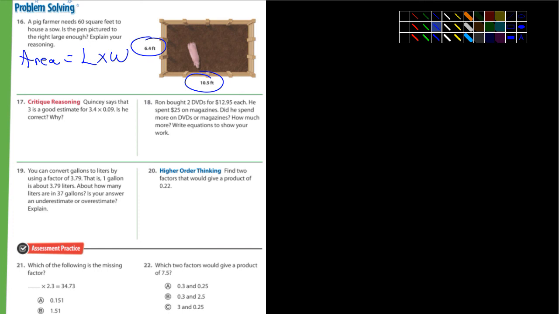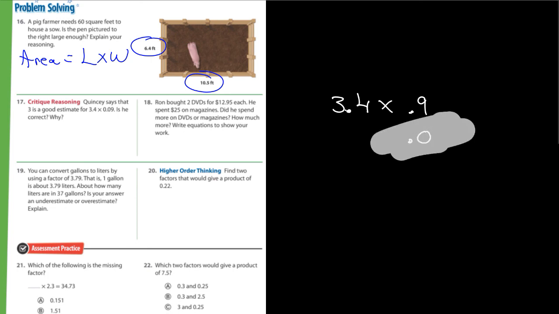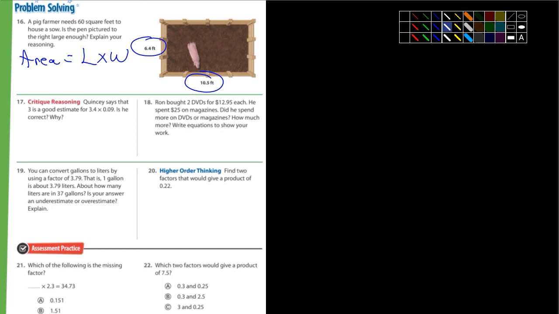All right. Now, let me point this out. If it was 3.4 times 0.9, that would be a good estimate, but it's not 0.9, it's 0.09. And 0.09 is not close to 1. This is close to the number 1. All right. 18, you guys can do.